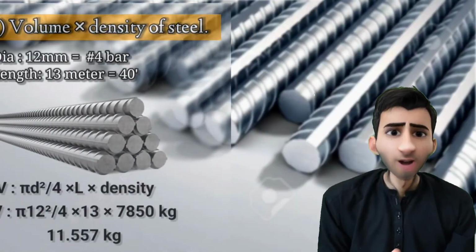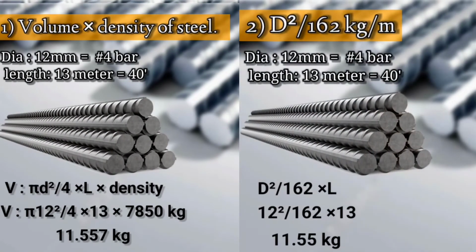Remember that if the length is given in meters, you can use these two formulas. Whatever the dia is given, first you have to convert it, whether it is in inches, centimeter, or millimeter. You have to convert all of these into millimeter. After that you put the dia in the formulas, because some people make a mistake and just put inches instead of mm. So whenever you are using these formulas, you have to put the dia in mm.